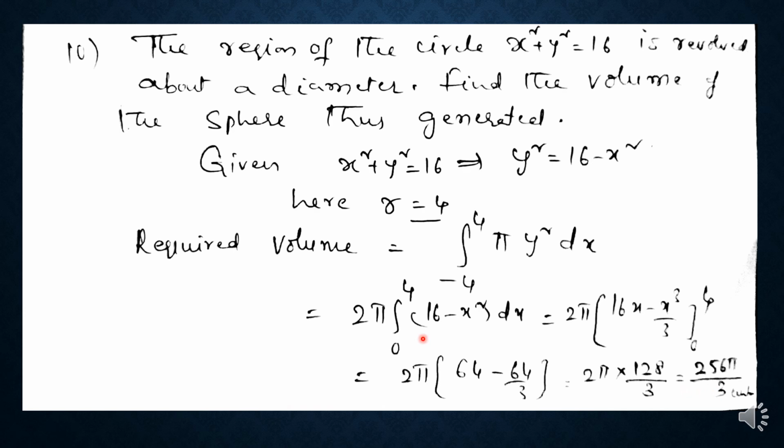This is the volume obtained by rotating the area of the circle, the semicircle, about its diameter. We will get the solid which is called a sphere. The region of the circle is revolved about a diameter, and this is the volume of the sphere generated. So this is the volume of the sphere generated by rotating the semicircle x square plus y square is equal to 16 about its diameter.